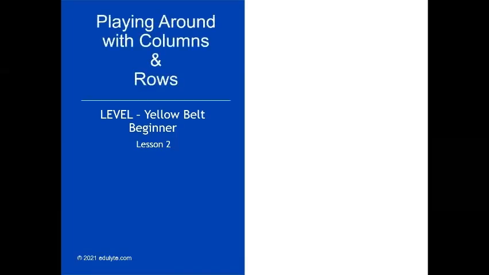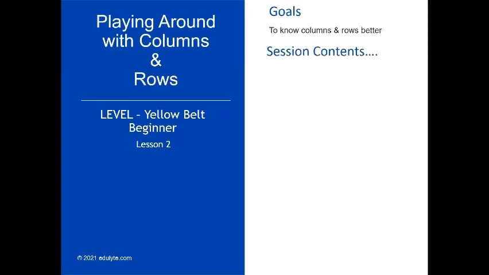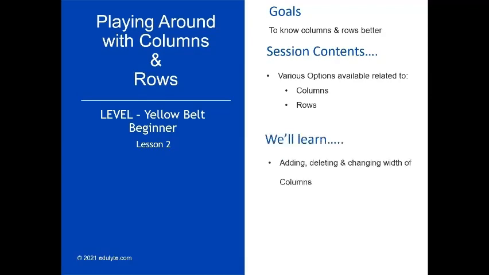This is Yellow Belt level for beginners, and welcome to lesson number 2. In this lesson, we will learn about playing around with columns and rows. Our goal is to know columns and rows better. In this session, we will learn about various options available related to columns and rows. We will learn adding, deleting, and changing width of columns, adding, deleting, changing height of rows, and merging cells.